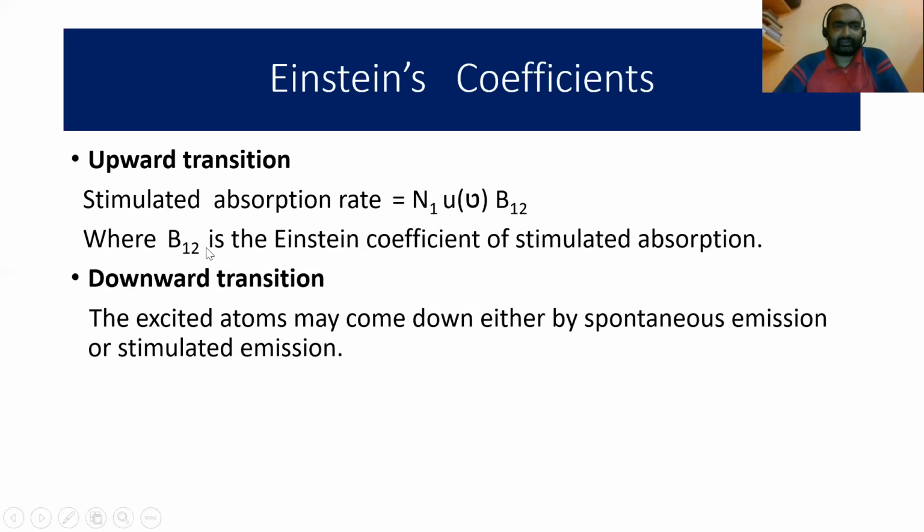Stimulated absorption is one of the upward transitions. So the stimulated absorption rate equals N1 U of nu into B12. Here B12 is the Einstein coefficient of stimulated absorption. Let us see the downward transitions. Actually there are two downward transitions. One is spontaneous emission and another one is stimulated emission.